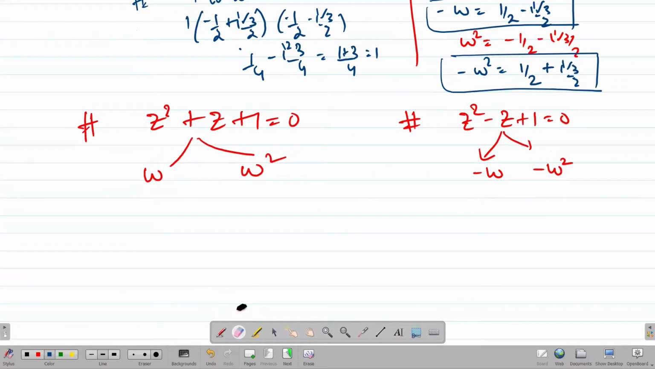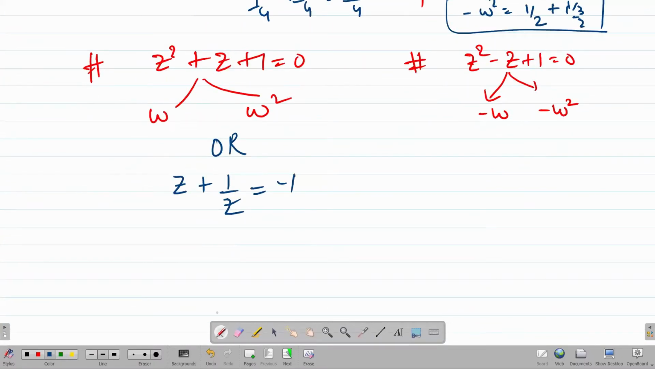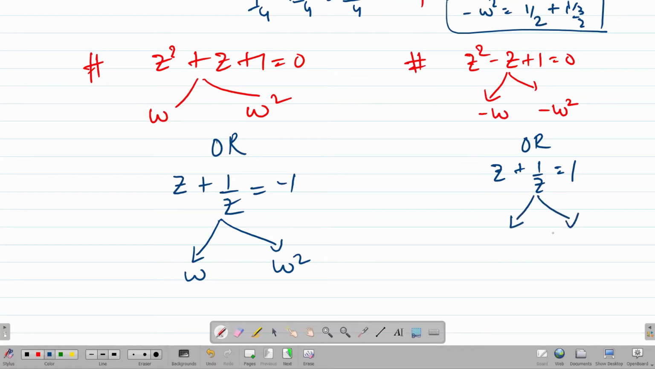We should also learn this: instead of the above equation, if I get z plus 1 by z is equal to minus 1, after taking LCM we obtain this. Again, our conclusion is that this quadratic will give us roots omega and omega square. Same here, if instead z plus 1 by z is equal to 1 is written, that means after taking LCM, z square minus z plus 1, this will become this. We should conclude that our roots are minus omega and minus omega square.